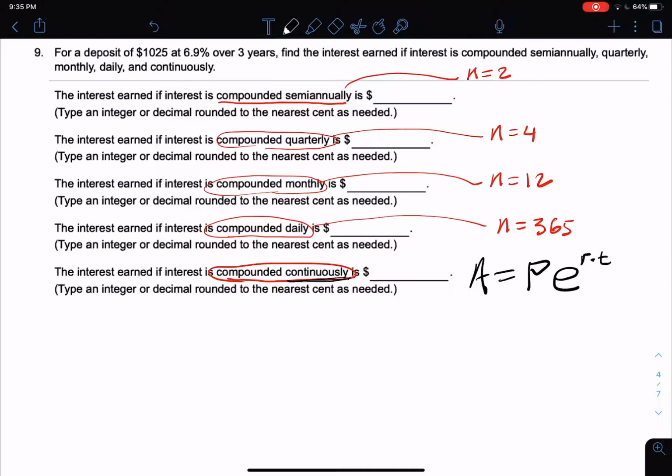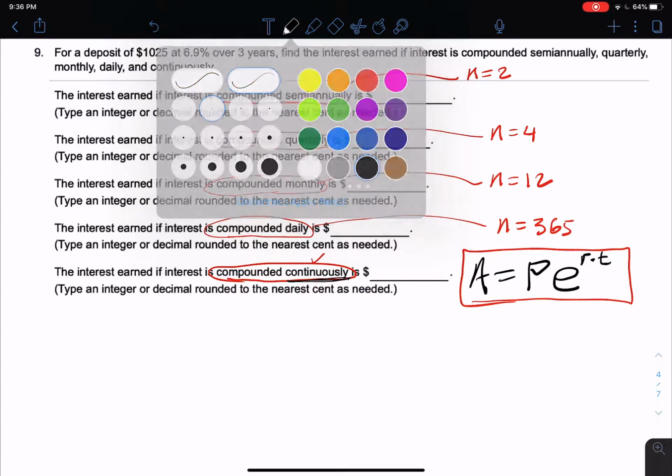So a complicated procedure, actually, because of mathematics, we're able to boil it down to that easier formula. This is the future value of money that's being compounded continuously right there. So when you do that one, that's the formula we're going to use. But the rest of it is the same formula we were using before.